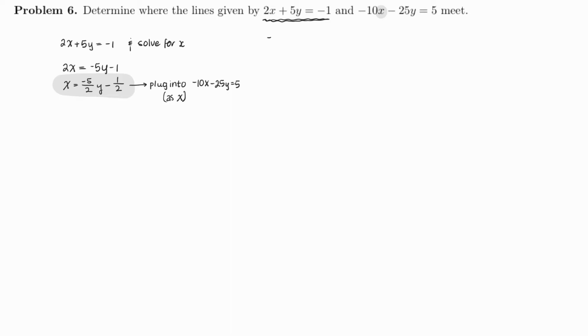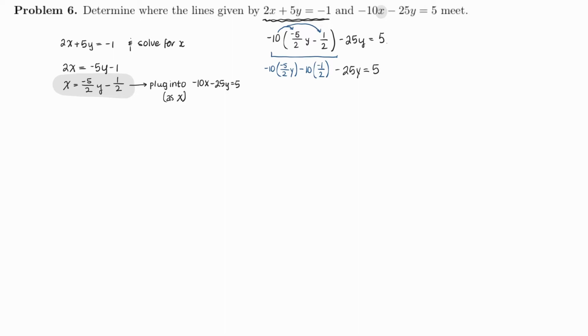When I do this, I get negative 10 times negative 5 over 2 y minus 1/2, minus 25y equals 5. So let's go ahead and distribute this negative 10. When I do that, I get negative 10 times negative 5 over 2 y, minus 10 times negative 1/2, minus 25y equals 5.